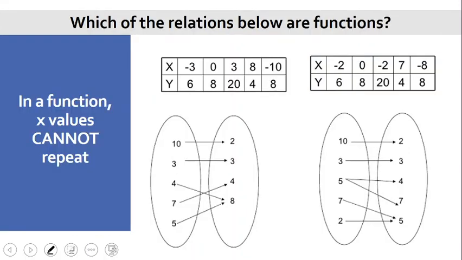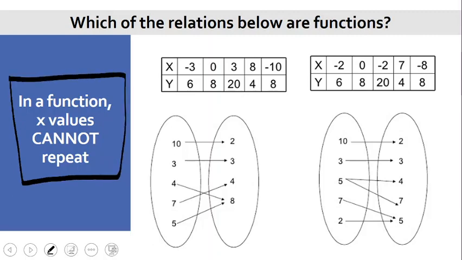So we are now going to answer this question: which of these relations are functions? The first thing to remember when you are given a table is that the values of x cannot repeat in the table. Let's look at the first table. The values of the x's are -3, 0, 3, 8, and -8. None of the x's repeat, so that is a function.